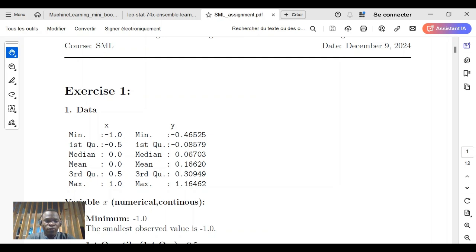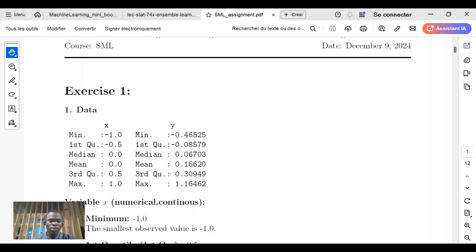Today we're going to look at some assignments in statistical machine learning. The first one is about the task of regression. The second one is about the task of classification. In the first case, we have our data.